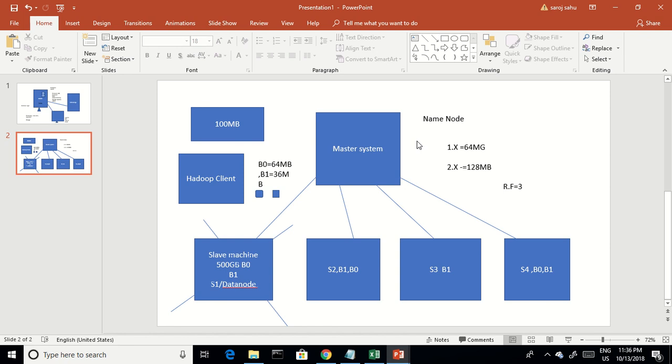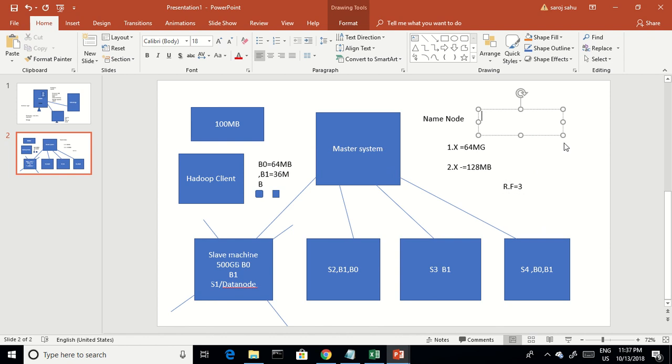And what are the slave nodes? Slave nodes are the machines which store the actual data. The actual data is stored in the slave machines. The master machine will not store any data. It will keep only the information about the slave nodes and the data's information. That is called metadata. What is metadata?